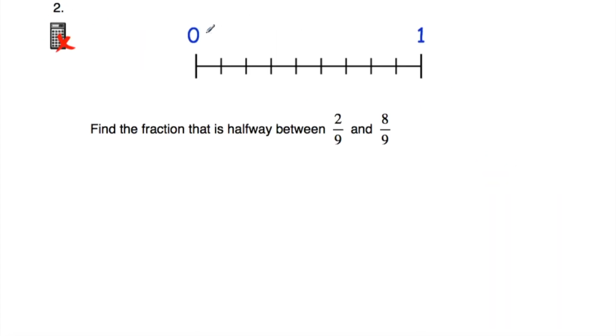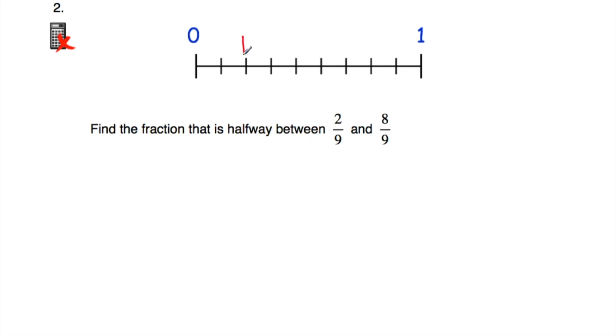So question number two, we've got this number line and we've got 0 and 1, and let's see what we're going up in. So we've got 1, 2, 3, 4, 5, 6, 7, 8, 9. So this is ninths. So that's 0, 1 ninth, 2 ninths, 3 ninths, 4 ninths, 5 ninths, 6 ninths, 7 ninths, 8 ninths, and 9 ninths, which is a whole 1. And we've been asked to find the fraction that is halfway between 2 ninths and 8 ninths.